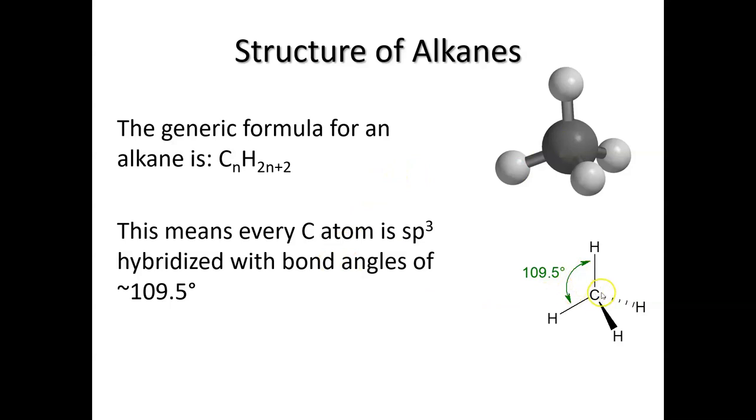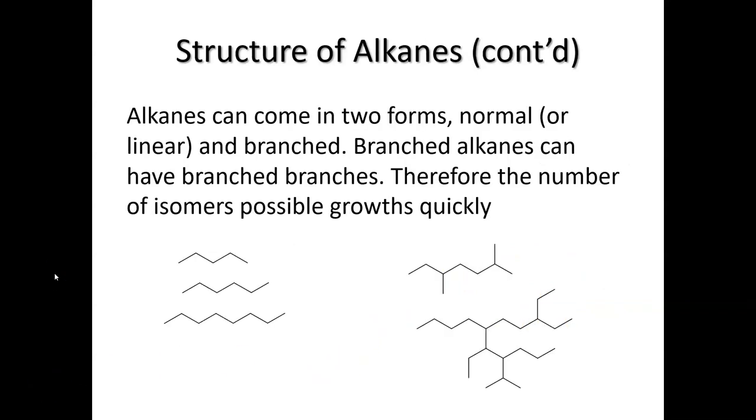All of these are single bonds, and they all have a tetrahedral shape. So we get the 109.5 degree bond angles. Alkanes can have different forms. They can be linear, so they just kind of go carbon, carbon, carbon, carbon, carbon.